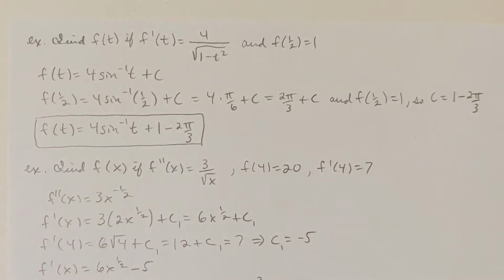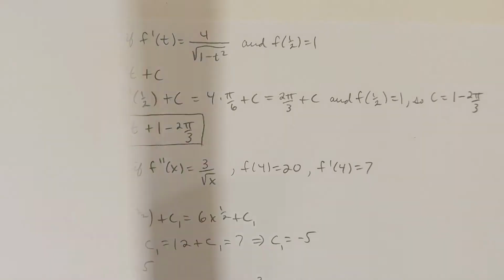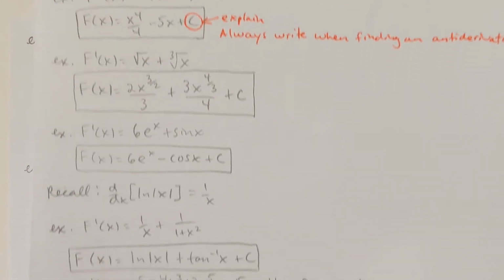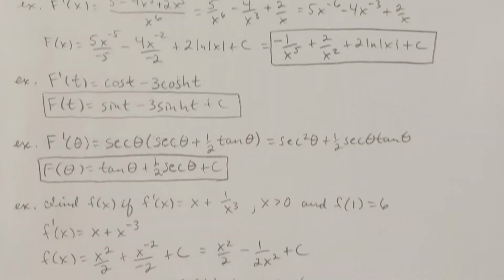All right, in this video I'm going to try to wrap up section 4.9. We're talking about antiderivatives. And an antiderivative of a function is another function whose derivative is the function that was originally given to you. Okay, and so we've looked at some examples of finding antiderivatives there on the previous page.